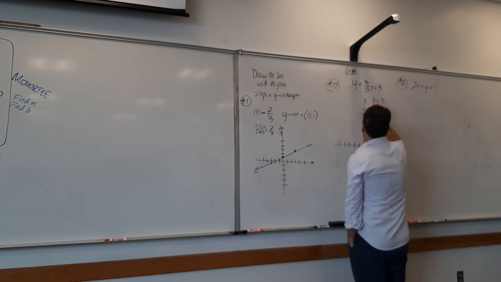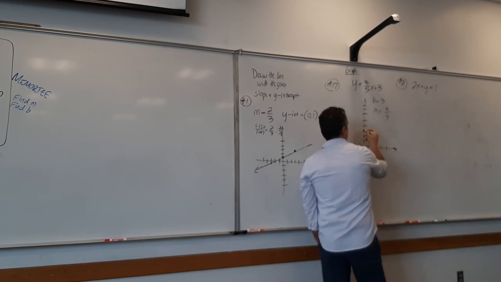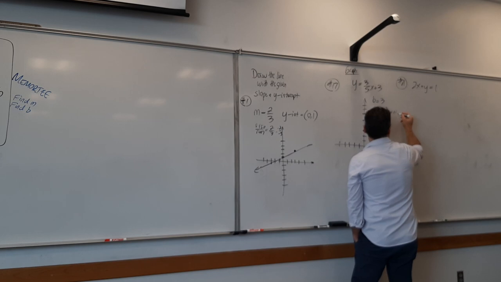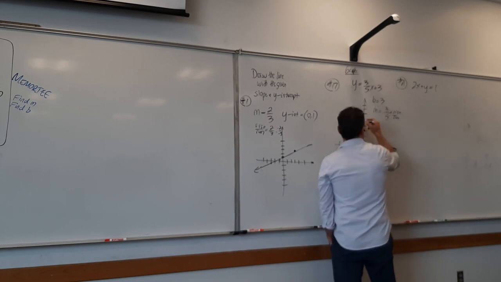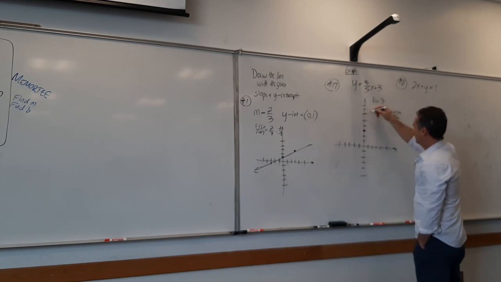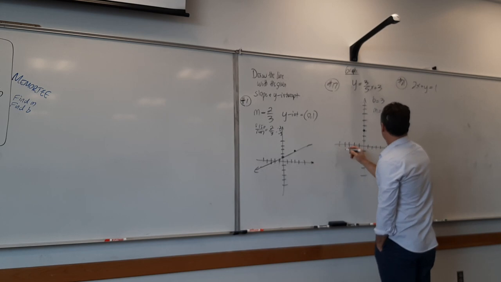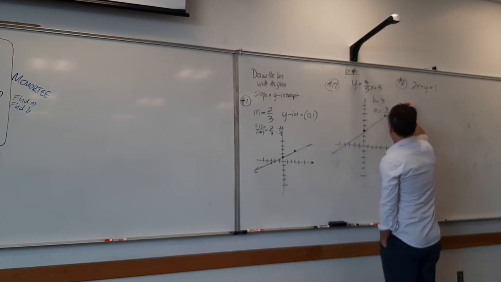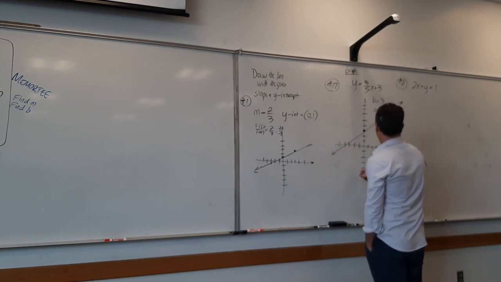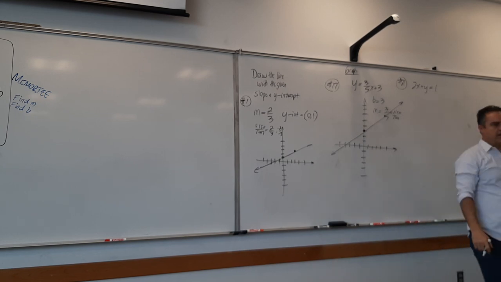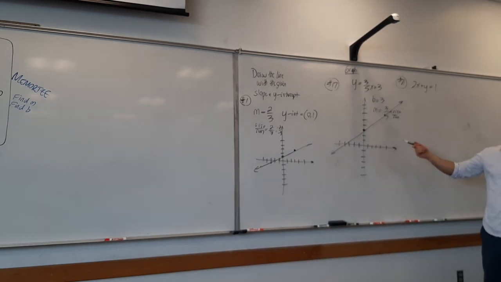3/5. So we got to rise 1, 2, 3, and run 1, 2, 3, 4. We're way out here. Somewhere like, yeah, what? Is my voice changing? I don't know. Anyways, okay. Does your graph look like that, ish?